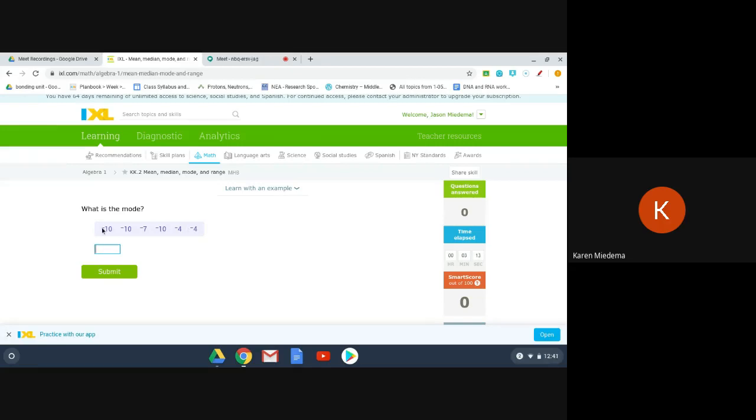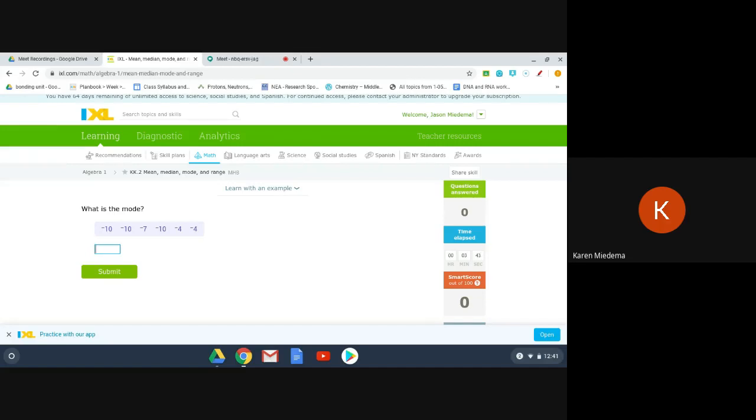So this here is a data set. It's got 1, 2, 3, 4, 5, 6 items in this data set, 6 numbers. So the mode is the number that appears most often. Now when I have a -10, a -10, a -7, a -10, a -4, and a -4, you can see that the -10 appears 3 times.